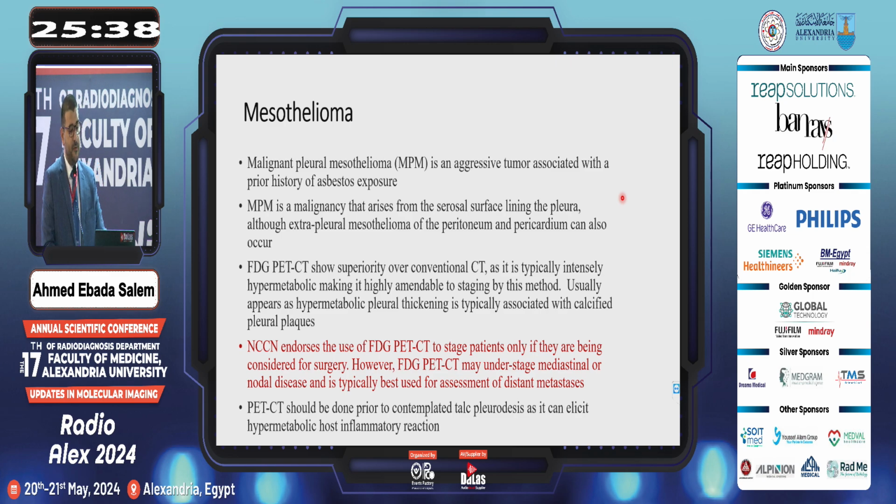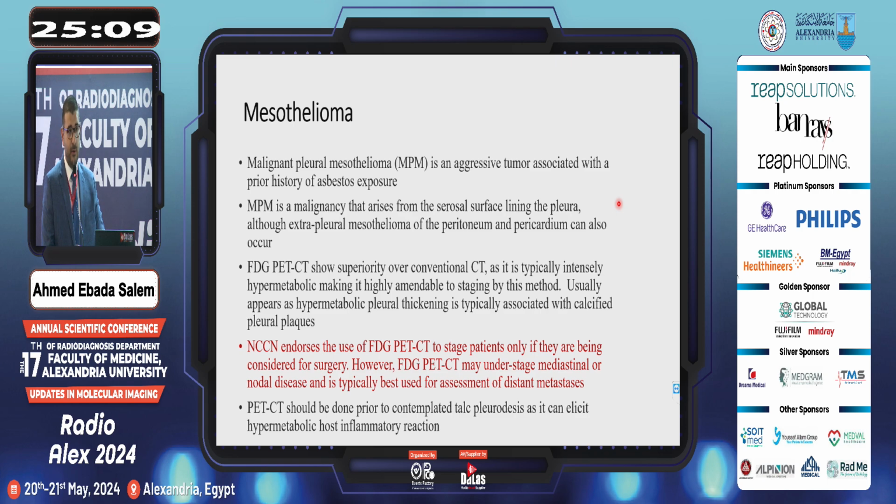Malignant pleural mesothelioma is an aggressive tumor associated with a prior history, as we all know, of asbestos exposure. It does arise from the serosal surface of the pleura. It can also arise from extrapleural membranes, including the peritoneum and the pericardium. FDG PET-CT is superior to CT for evaluating disease burden because mesotheliomas are usually avid on PET-CT.